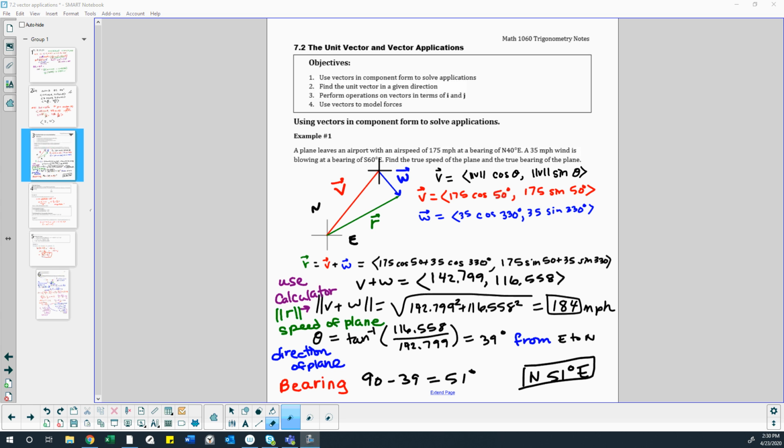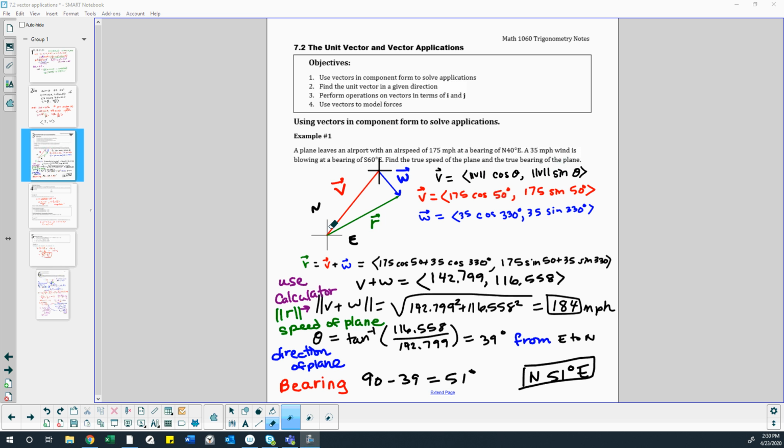All right, here's example 1 in section 7.2. We are going to do the same problem we did in section 7.1 involving the speed of an airplane affected by a wind. However, instead of using law of sines and law of cosines to find the answer, we are going to use component form of vectors. So here we've got the formula for the component form of a vector using sine and cosine and magnitude.